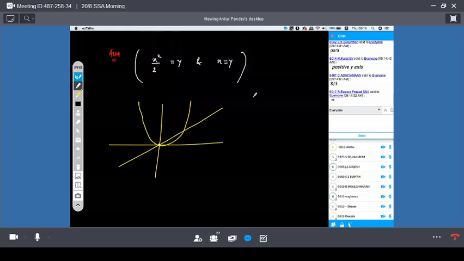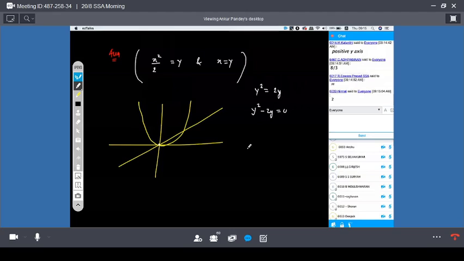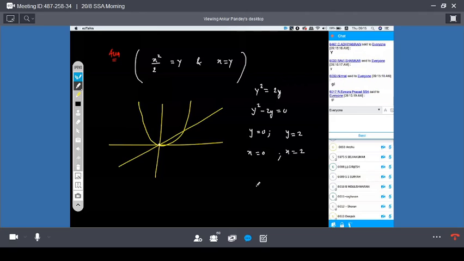So if x is equal to y, then y square equals 2y. Y square minus 2y equal to 0. So y is equal to 0 or y is equal to 2. Got it? When y is equal to 0, x equal to 0. When y equal to 2, x equal to 2. Yes or no? So this point is 2, 2. This point is 0, 0.